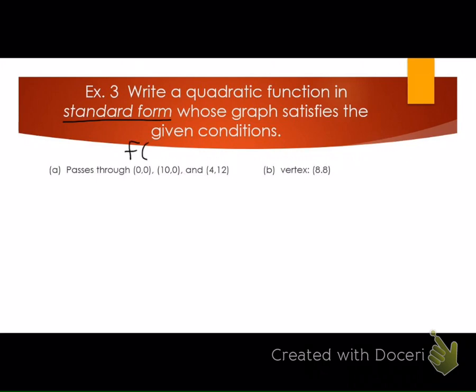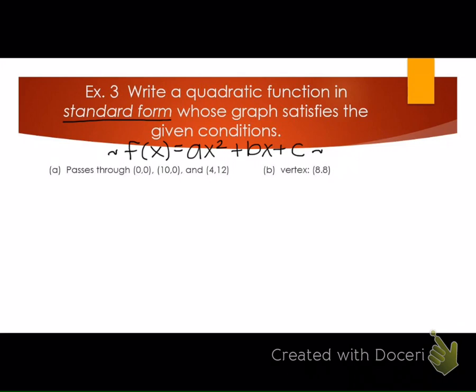Who remembers or can look back and tell me standard form? F of x equals ax squared plus bx plus c. All right, so this is our final answer, it needs to be in this form. But we can't start with that form because all we have is 3 points. So we've eliminated standard form.